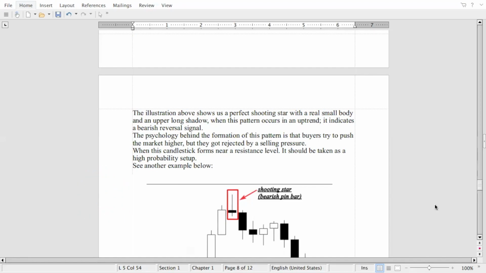And then the other thing that I want you to learn, class, is the psychology behind the formation of this pattern. Buyers try to push the market higher, but they got rejected by the selling pressure. Are we together, class? I repeat that, class. The psychology behind the formation of this pattern is that buyers try to push the market higher, but they got rejected by a selling pressure.